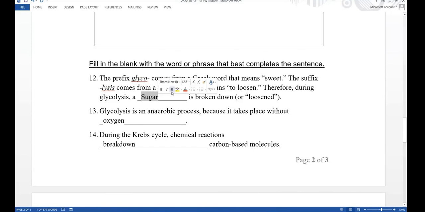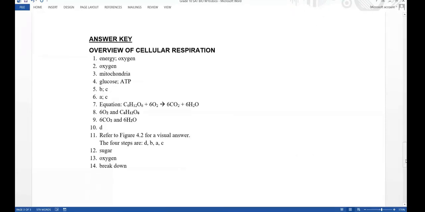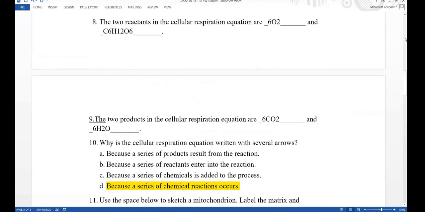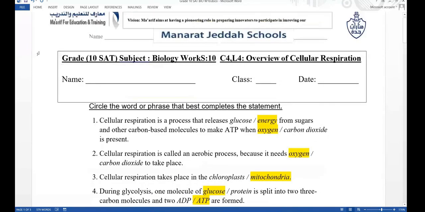Okay, so these are the answers for the worksheet, girls. You may note down the answers. I'm also saving them. I don't know if the answers are with the worksheet. Did I also give you the answers? Yeah, the answers are also with the worksheet. You may check the answers.